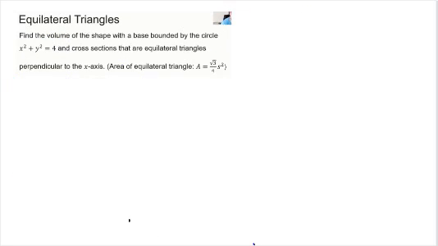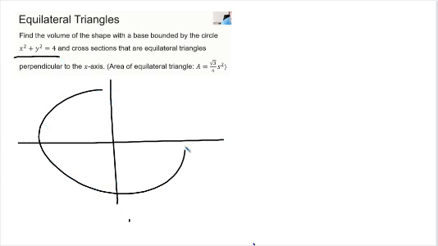Let's talk about equilateral triangles. One where we've got the volume of the shape with the base bounded by, we've got a circle again. We did that the other day. So we've got a circle and cross sections that are equilateral triangles perpendicular to the x-axis. So my equilateral triangles are going to be running this way.